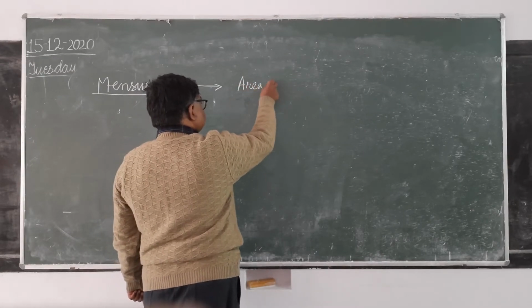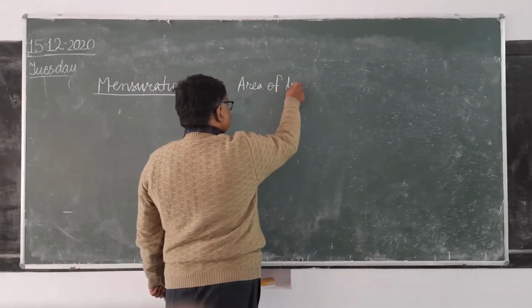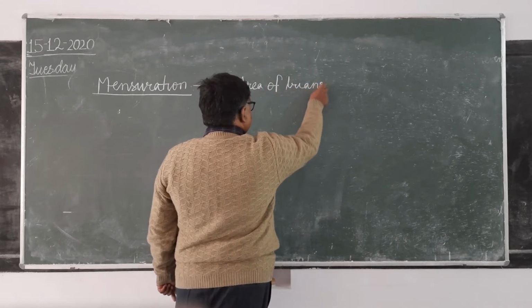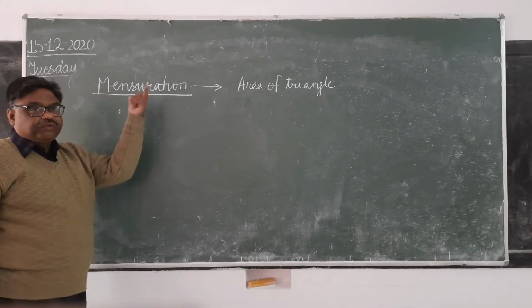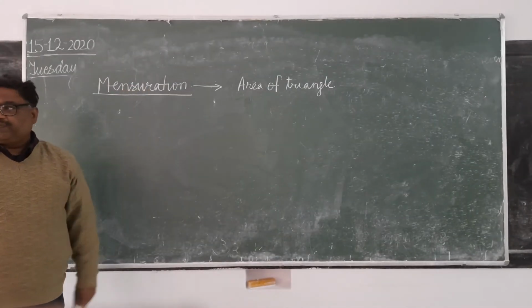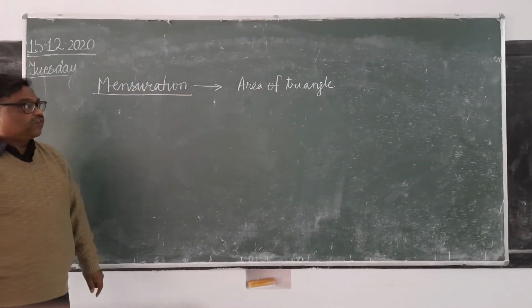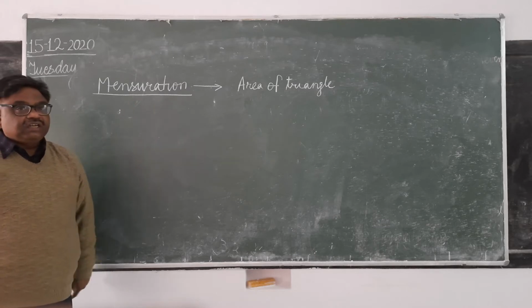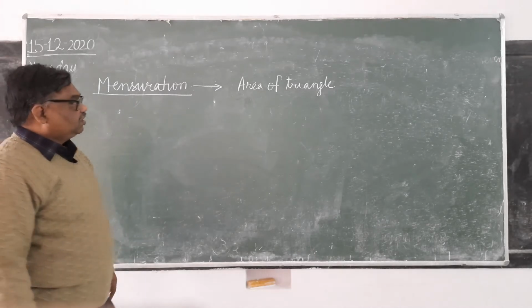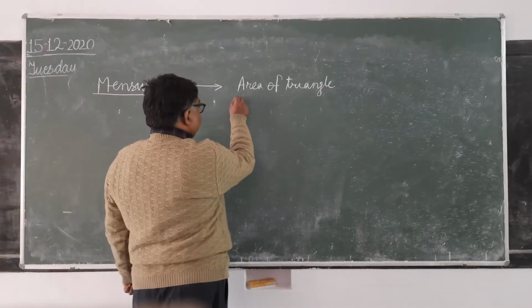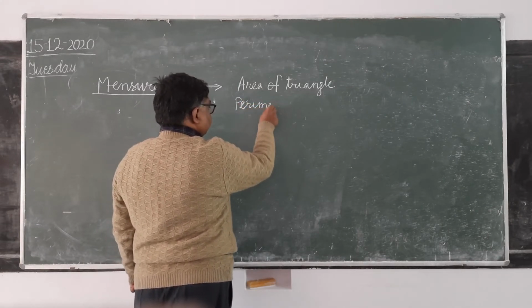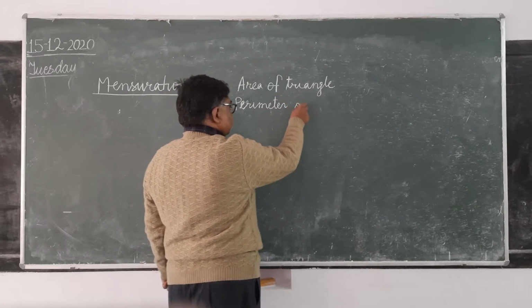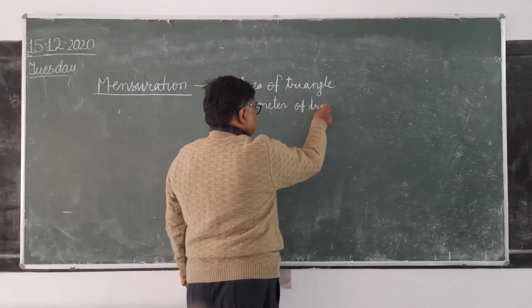Triangle. Now in this topic based lesson we will study about the area of plane figures. So the first kind of plane figure is a triangle. We will study the area of a triangle and the perimeter of a triangle. Now see here.